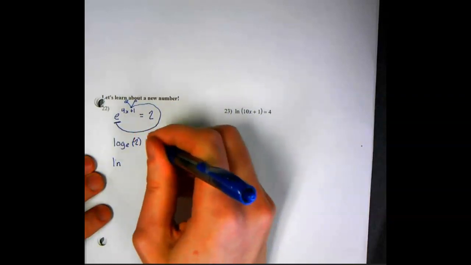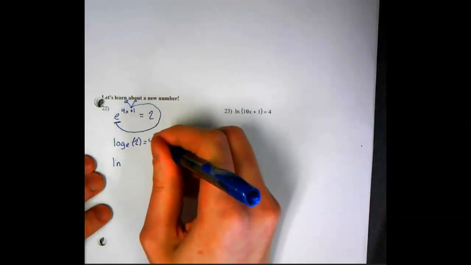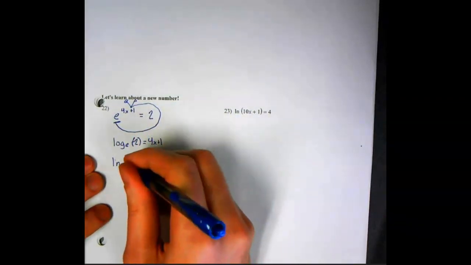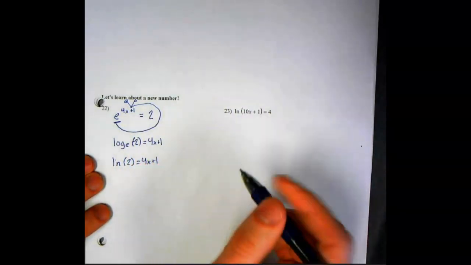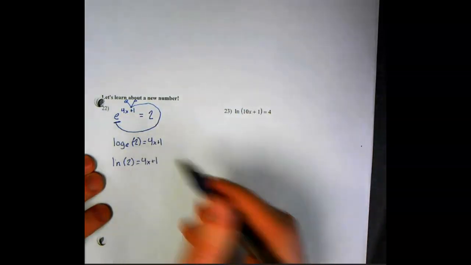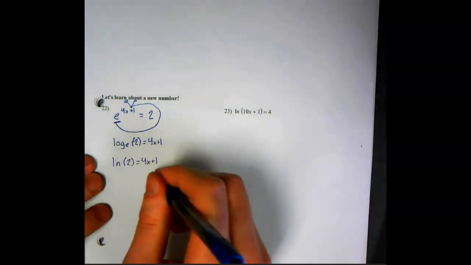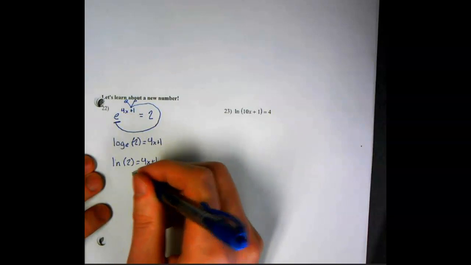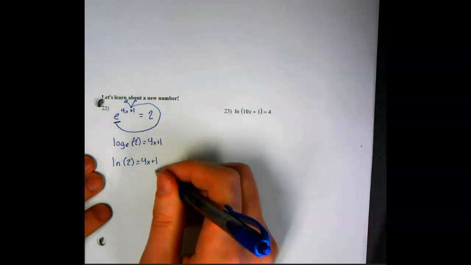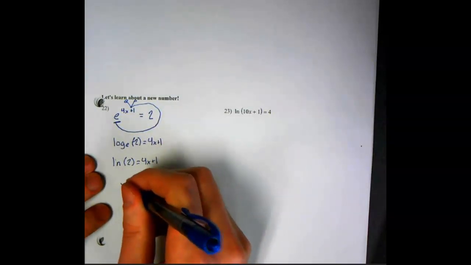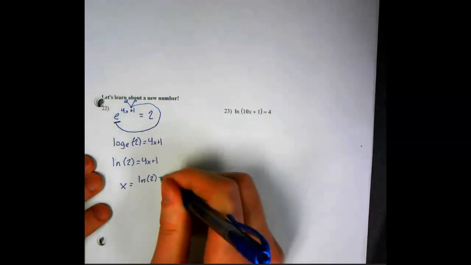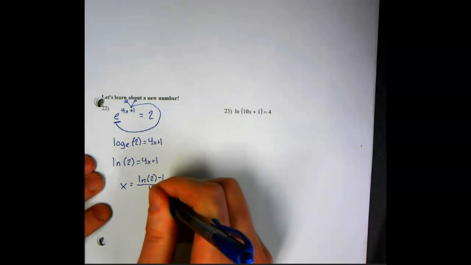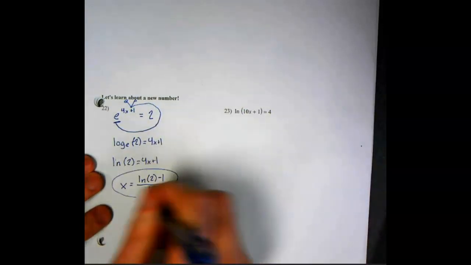We'll have 2 equals 4x plus 1. So 2 equals 4x plus 1. And again, if you have either of these, we'll accept that. But it is the natural log. Then we are going to subtract the 1, divide by 4, and we'll have x equals natural log of 2 minus 1 over 4. If you have log e, that is okay.